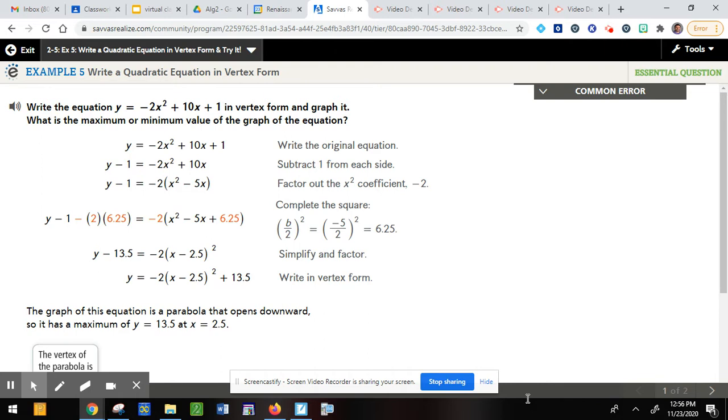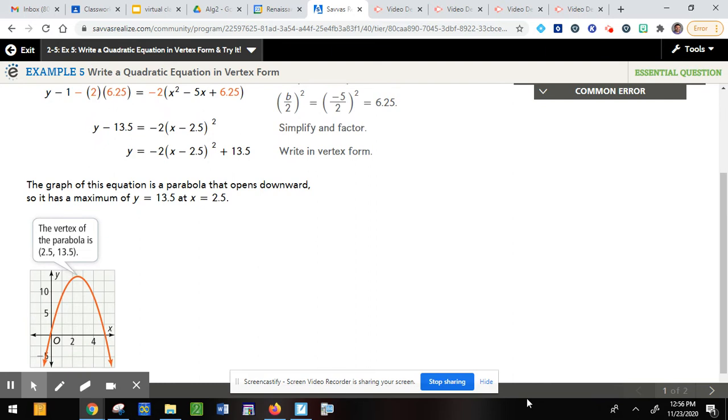And then you note that the graph opens downward because that a value is negative. And since it opens down, the vertex represents a maximum, specifically at y equals 13.5.